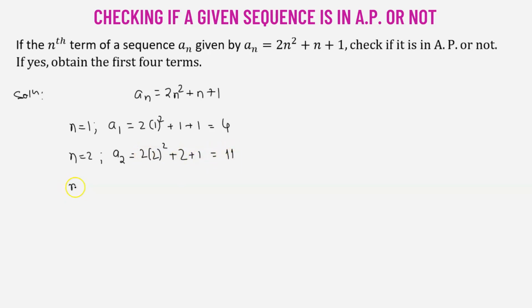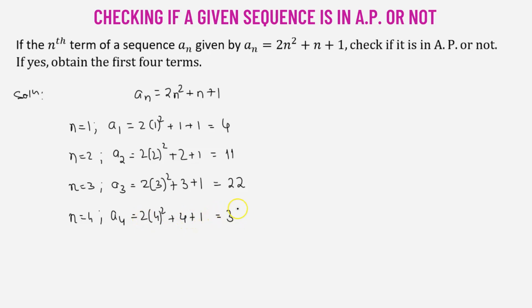Then we have n equals 3. That's going to give us the third term. So a3 will be equal to 2 times 3 squared plus 3 plus 1. So 3 squared will be 9, 9 times 2 is 18, 18 plus 3 is 21, 21 plus 1 is going to give us 22. And n equals 4 will give us the fourth term. The fourth term is 2 times 4 squared plus 4 plus 1. So 4 squared is 16, 16 times 2 is 32, 32 plus 4 is 36, 36 plus 1 is 37.